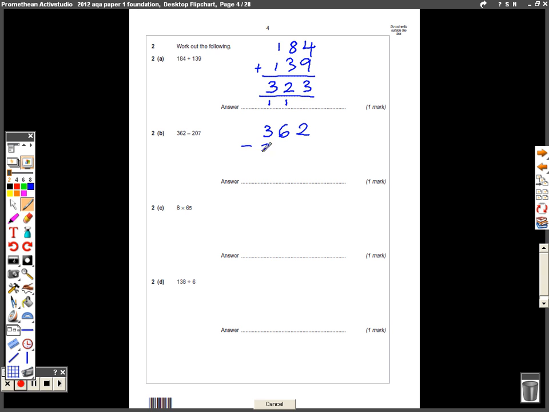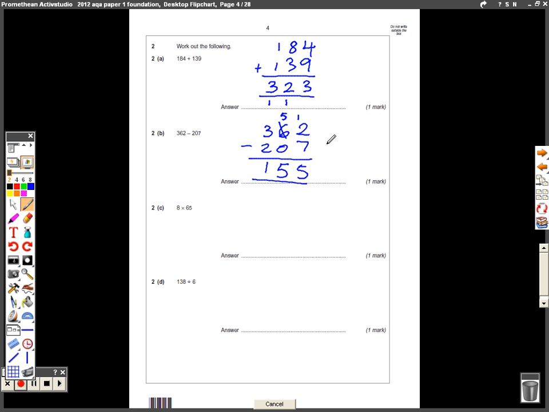362 take away 207. 2 take away 7, can't do it. So we need to borrow from the 6. Change that to 5. Carry the 1. 12 take away 7 is 5. 5 take away 0 is 5. And 3 take away 2 is 1. Whatever you do at the beginning, don't decide that you're going to do 7 take away 2.